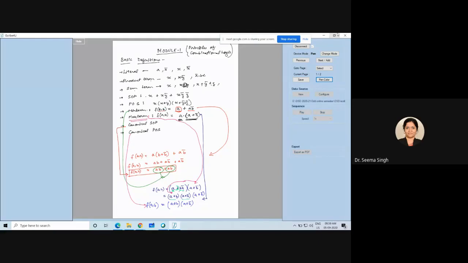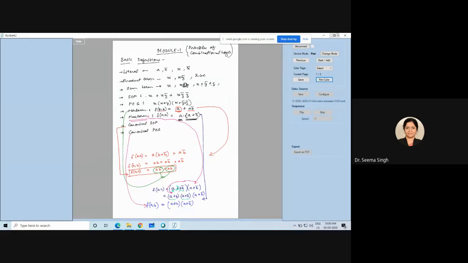Now I want you people to write the definition of canonical POS. What is canonical POS? So write down: canonical POS or canonical product of sum is a complete set of max term that defines when an output variable is logical 0.